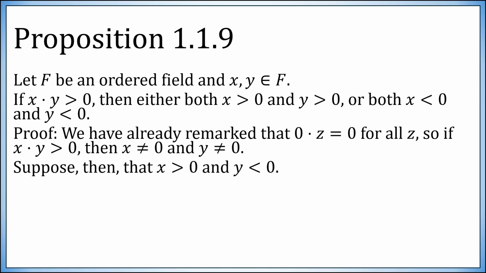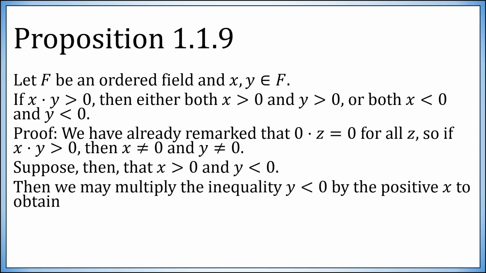Okay. Suppose that you don't have what we want. We want to show either they're both positive or they're both negative. So suppose to the contrary that one of them is positive and one of them is negative. Now, y less than 0 is an inequality that we have just assumed that we can work with. But we also know you can multiply inequalities by positive numbers. So multiply by the positive number x. This gives us x times y less than x times 0.